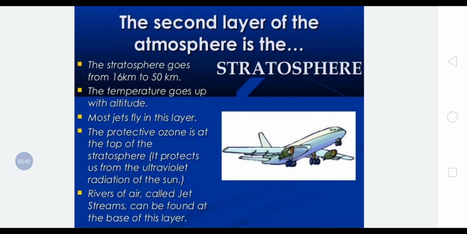And one more important thing happens in the stratosphere, that is the special form of oxygen is there, which is known as ozone. You might have heard about the ozone layer. It prevents the ultraviolet rays of the sun from reaching directly to us. It acts as a shield over the earth's surface.